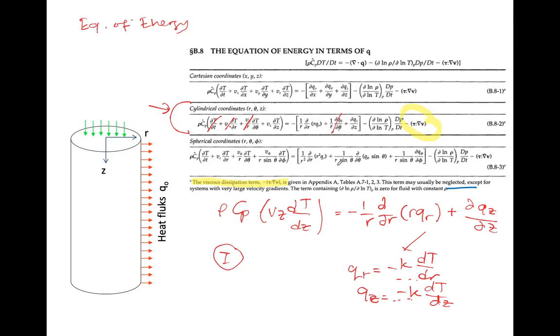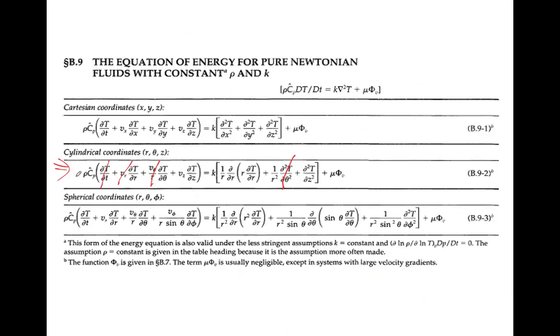Okay, so you get similar results. You will get similar results first using shell energy balance, and also using the equation of energy. Or if you want to use the temperature, you end up with rho Cp Vz ∂T/∂z, and this one is the convection.